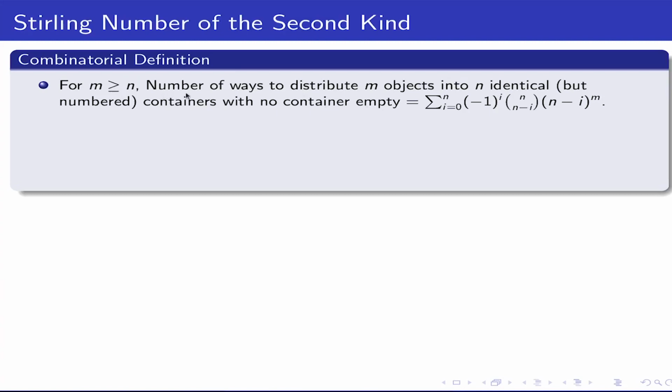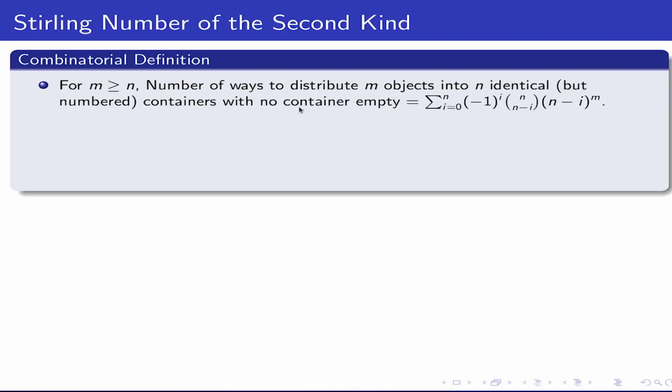See what we have done in onto: we have mapped m objects into n identical but numbered containers. 1, 2, 3, 4, 5 is our B set. For each of 1, 2, 3, 4, 5, I have some of the m going there. So that's why the number of ways I can map m objects to n identical but numbered containers is equivalent to my number of onto functions, which is the closed form formula that I have just formulated.